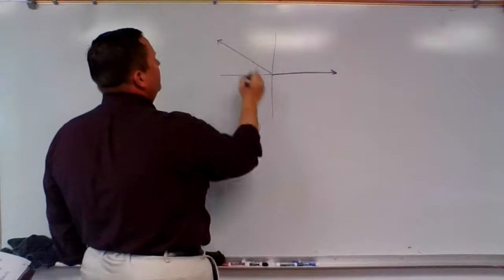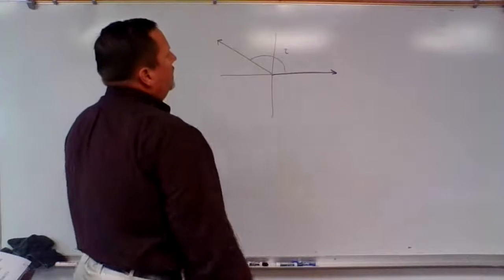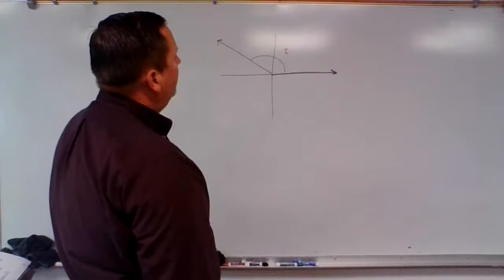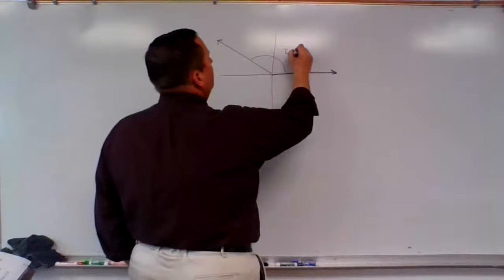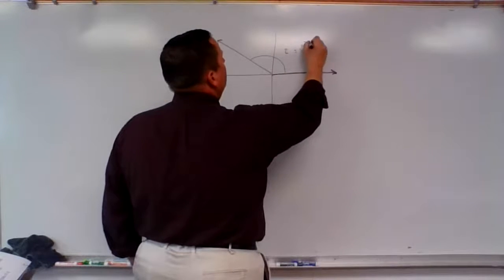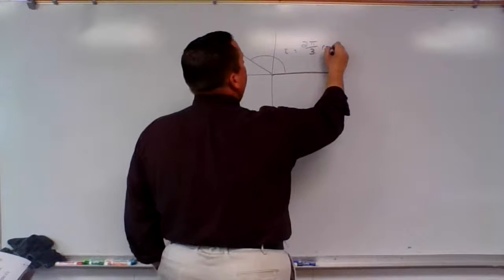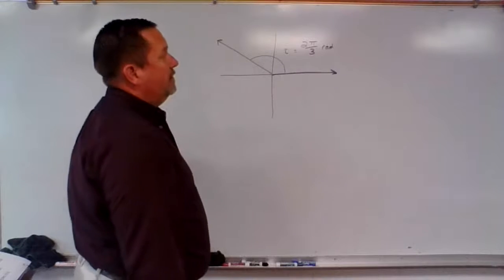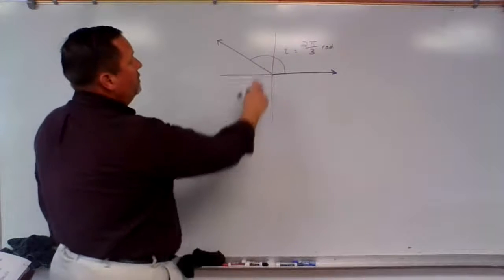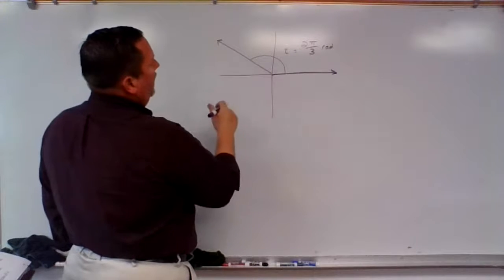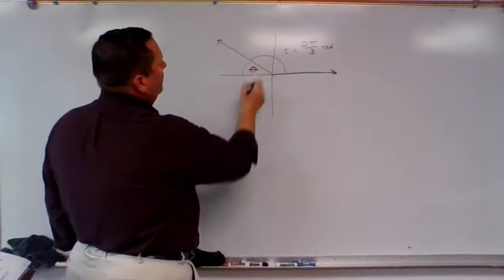Here's an angle in standard position, an angle T. Let's say that measures 2 pi over 3 radians. Okay, my reference angle is going to be made with this terminal side and the x-axis. This is going to be my reference angle.